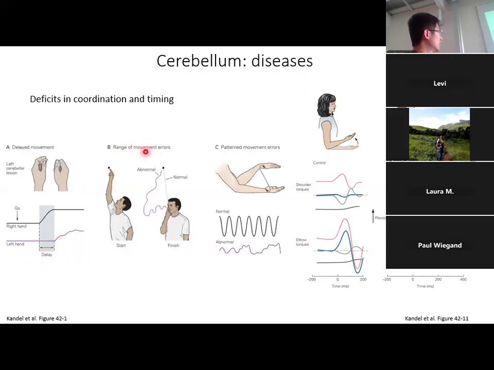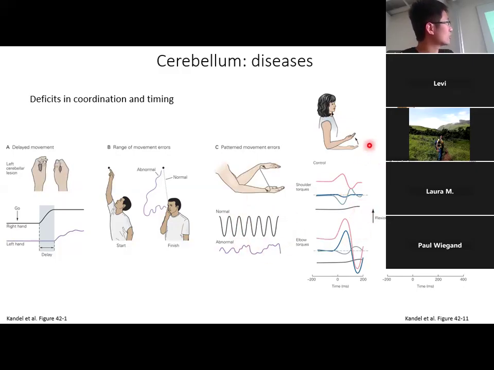Also, movement errors. If you are pointing somewhere, you will see the patient will not arrive smoothly at the target, and not just a curved movement, they always either overshoot or undershoot the target. So they just cannot arrive perfectly at the target. And if you do a patterned movement, they also cannot do this synchronized periodic movement.